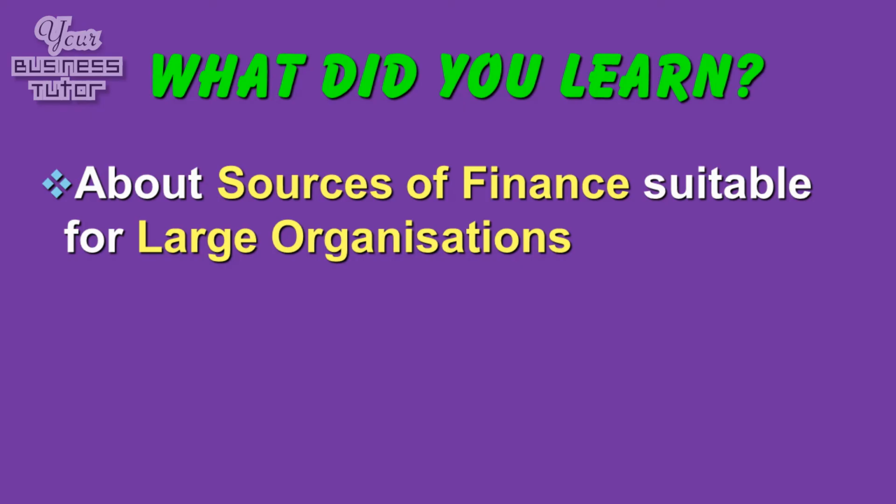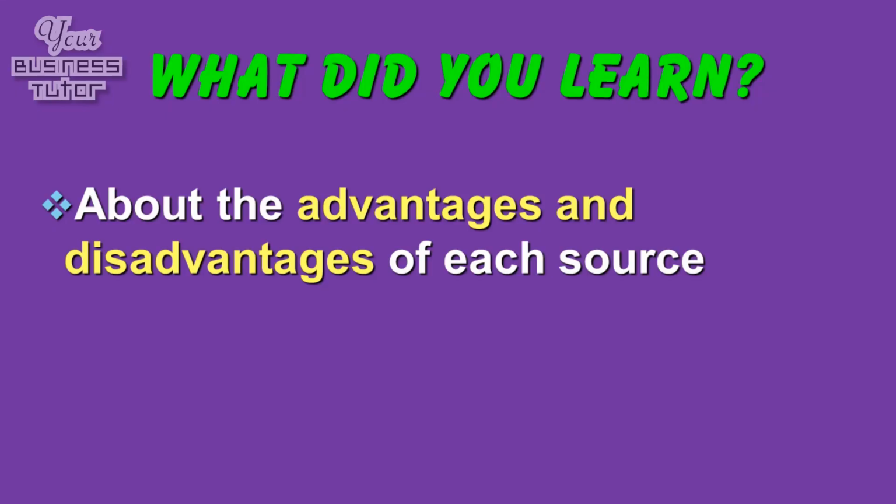Okay, so what did we learn in this presentation? Well, first of all, we found out about different sources of finance suitable for large organisations. And then we went on to investigate the advantages and disadvantages of each source of finance. This presentation has clearly demonstrated that there are a wide range of finance sources that an organisation can use. Nevertheless, that does not mean it is as simple as just choosing a source and everything will be fine. In fact, the decision on which source or mix of sources a business should use to finance its activities is a complicated one. This is because each source has its own specific advantages and disadvantages, which must be weighed up before deciding whether it would be appropriate or not for an organisation to use that source.